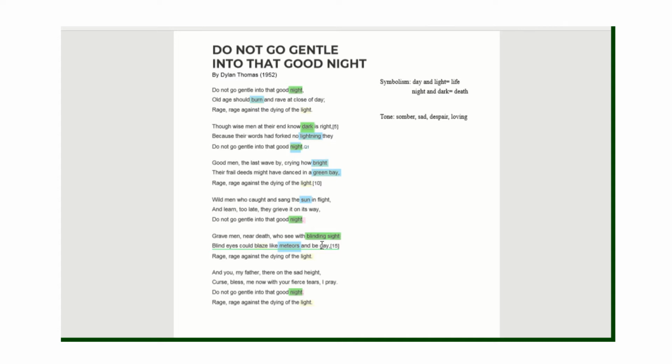So when something blazes like a meteor, I don't know if you've ever seen a meteor shower, but it's really bright in the sky. So when eyes light up with that light, we know that you're alive, right? So what he's telling his dad is that even men who know they're about to die, who are getting old, they still have a glint in their eye. And as long as you have that twinkle in your eye, you should live. So let's write that body paragraph.